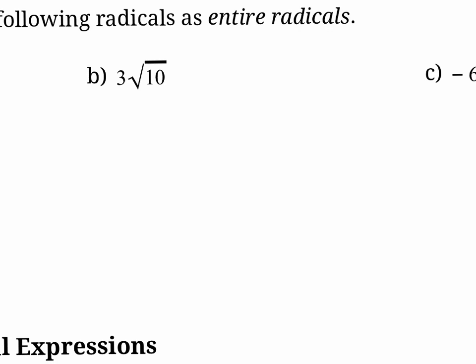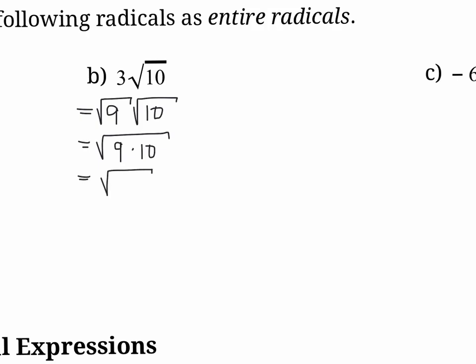3 root 10. So I'm not going to change the root 10. That's already a radical. But what could I change 3 to? Well, that's the same thing as the root of 9. So I can rewrite this as the root of 9 times the root of 10, which is just going to be the root of 9 times 10. And the root of 9 times 10 is the root of 90. And so if I check in a calculator, 3 times the root of 10, press equals, and then check what the root of 90 is. It should equal exactly the same thing.